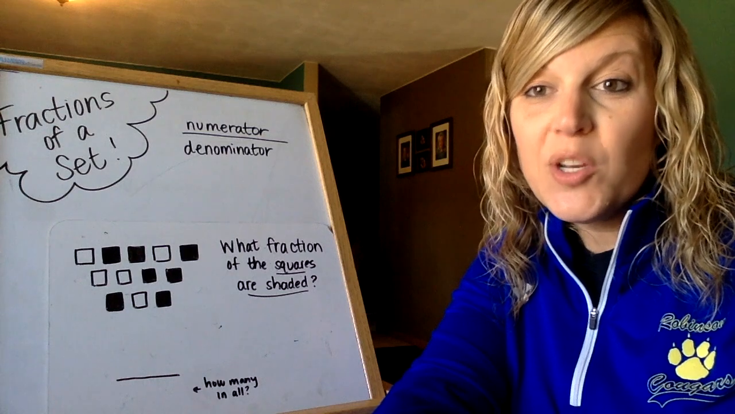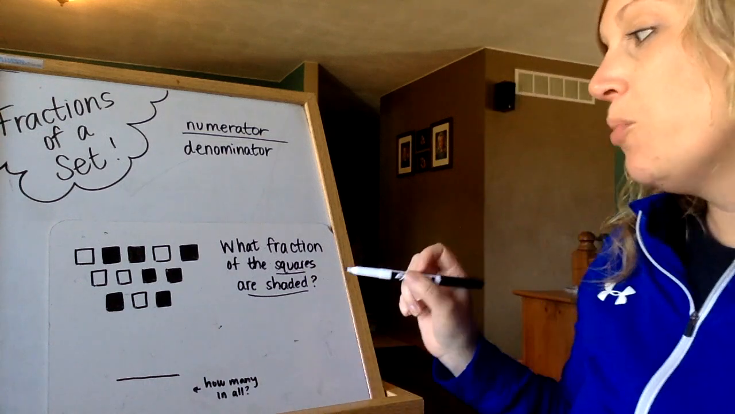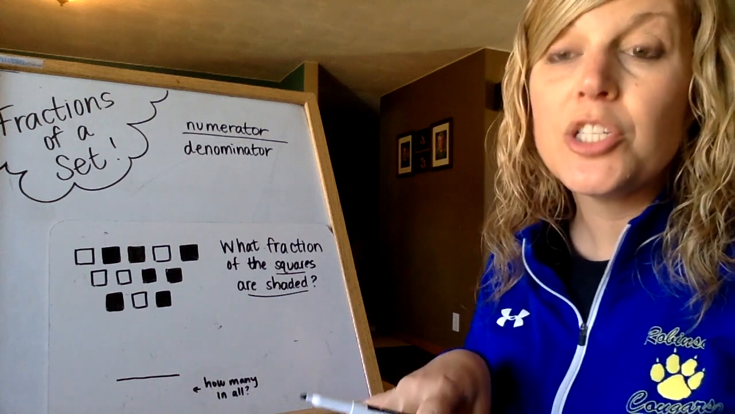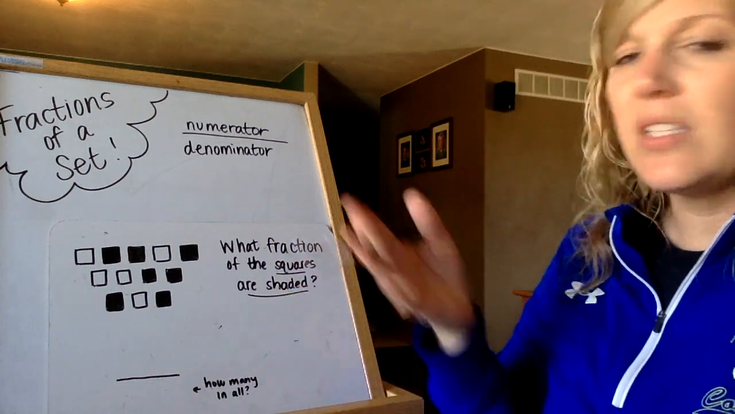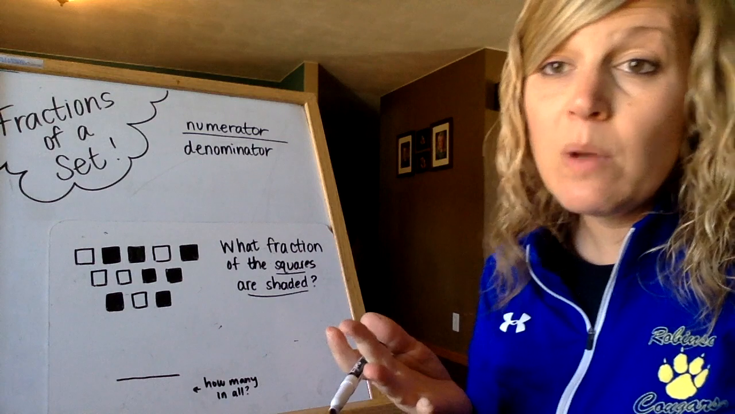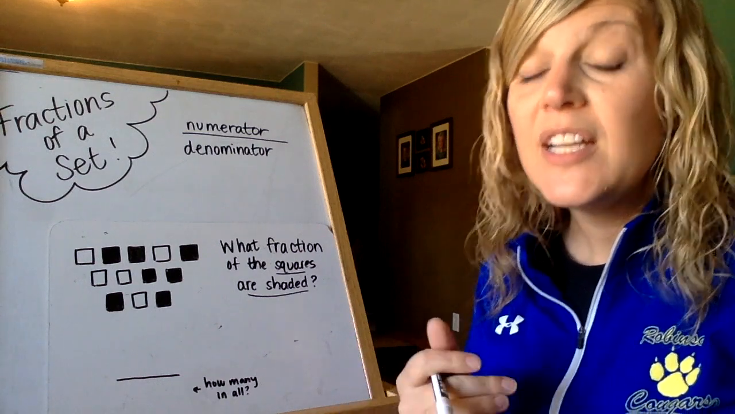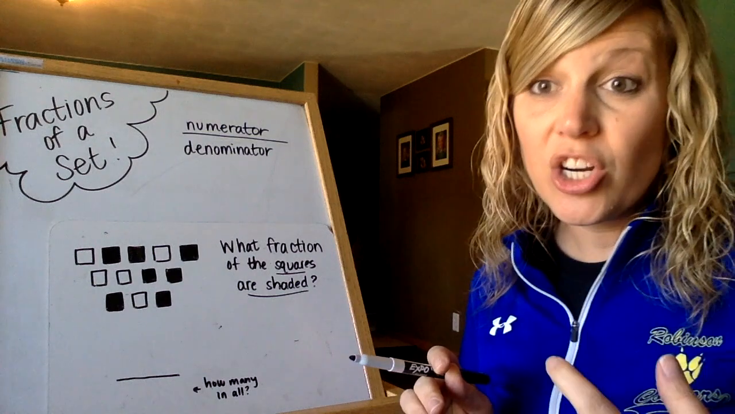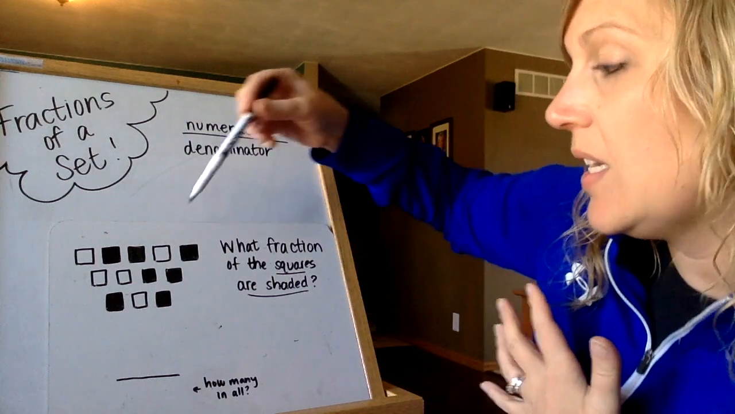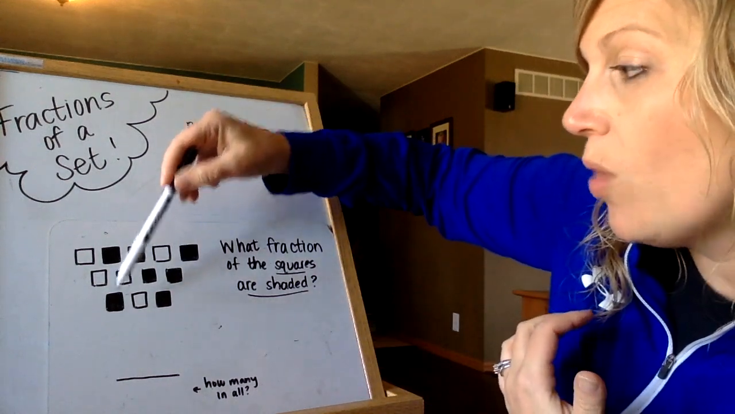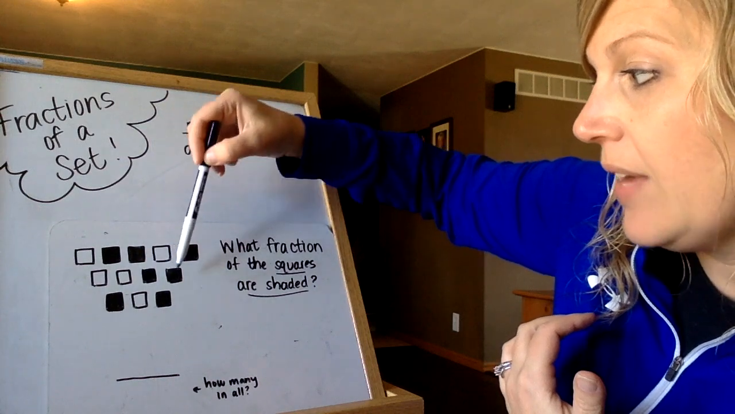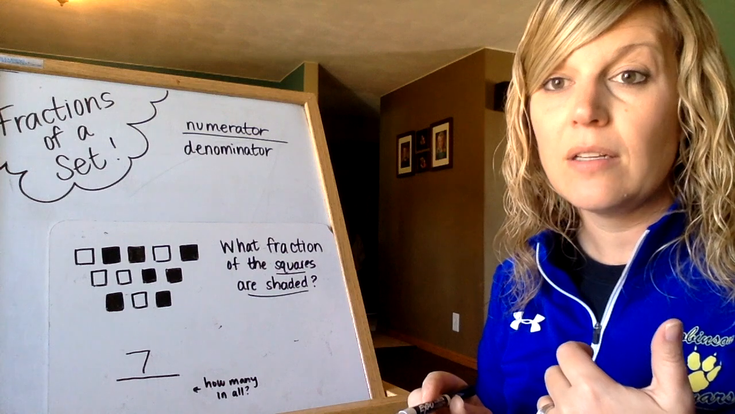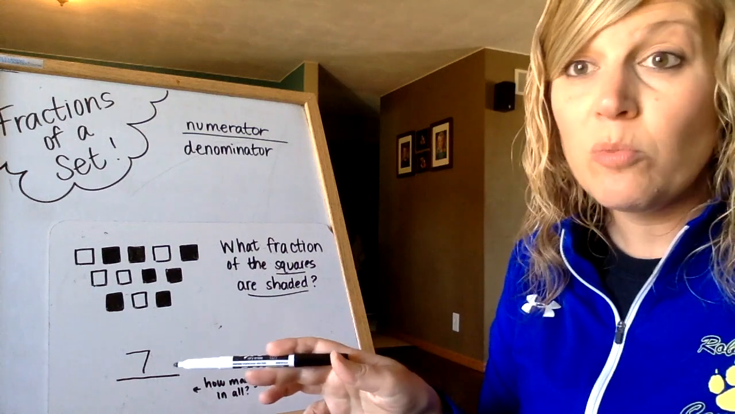Okay, so let's look at a new problem together. Our new problem says what fraction of the squares are shaded? So now I have the same thing over there. They're all squares, but some of them are shaded and some of them are not. So I have to focus on the fraction of squares that are shaded. So let's quickly see how many are shaded. 1, 2, 3, 4, 5, 6, 7. 7 of the squares are shaded. And so that's my numerator.